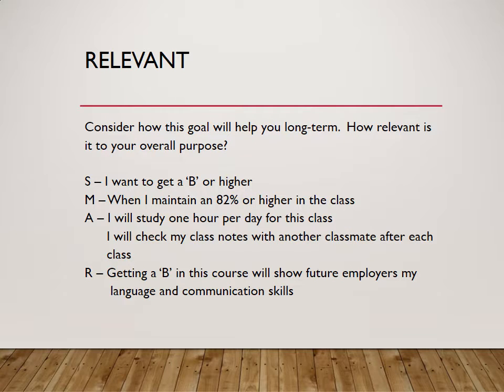Now this goal is taking shape. You have your specific goal: I want to get a B or higher. You have measured it: when I maintain an 82% or higher in the class. You have listed specific actions to take to achieve the goal: I will study 1 hour per day for this class. I will check my class notes with another classmate after each class. And you have determined the relevancy: getting a B in this course will show my future employers my language and communication skills.